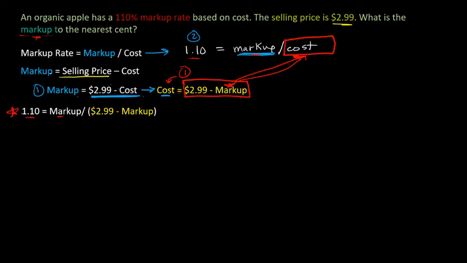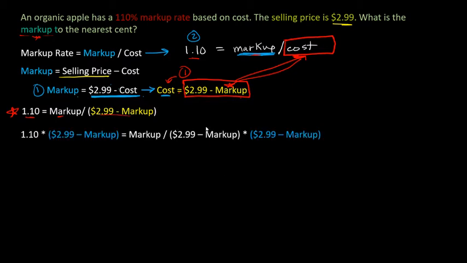Again, this is the critical step, so if you still didn't quite understand that, try writing it out for yourself. That helps. Try pausing and rewinding the video, or just pausing it and studying the screen for a moment. This is the most critical part of the problem. From here, it's a matter of solving for markup. So to simplify, I am going to multiply both sides by $2.99 minus markup. Notice that I have to multiply the whole denominator to simplify, right? So this is what that looks like, multiplying both sides by that phrase.